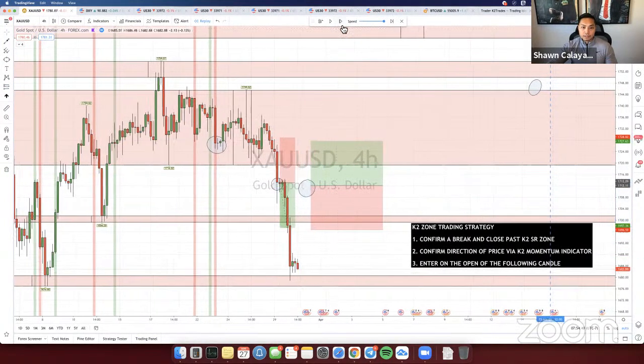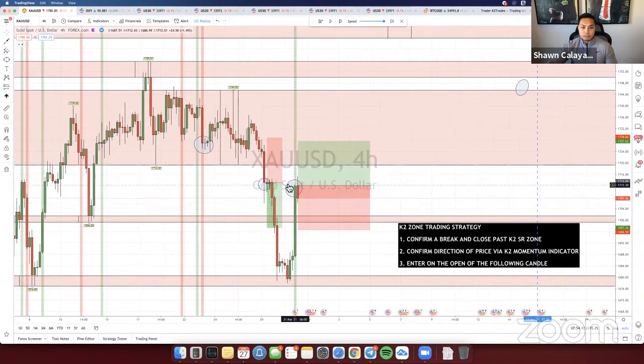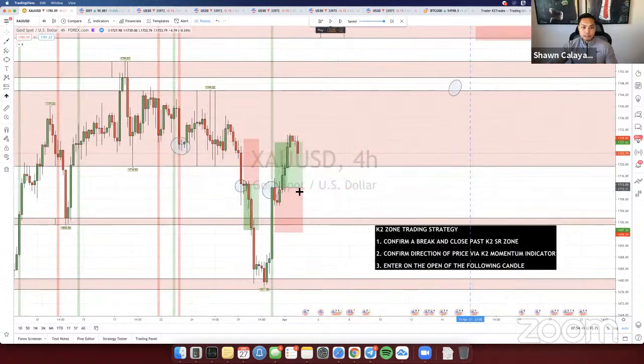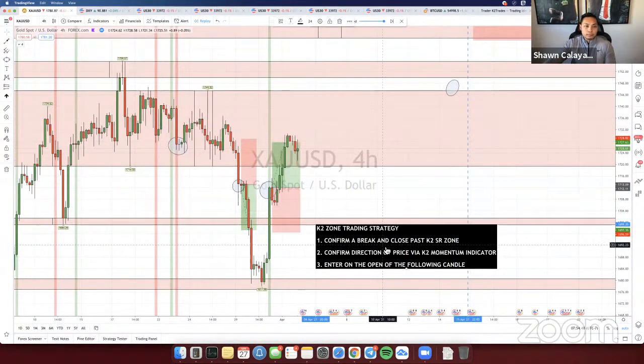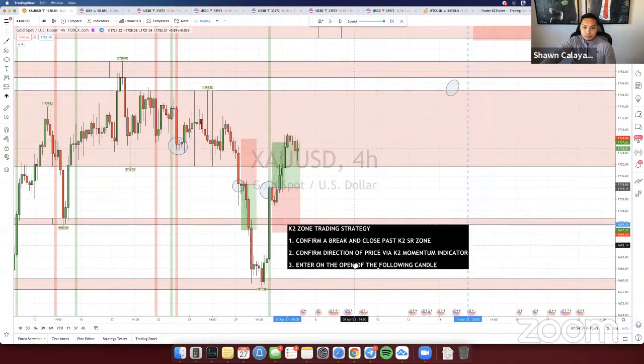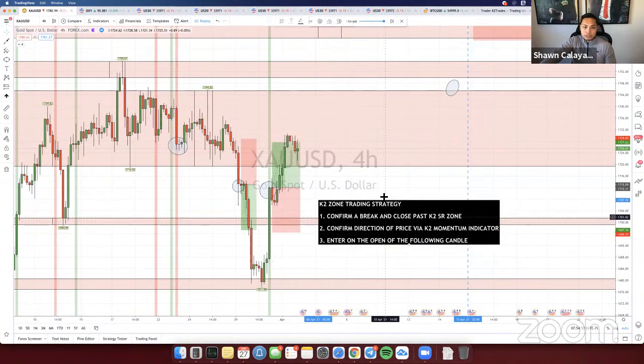Same situation over here, price swings back up. We have a break and close past structure, a buy signal, the buy right there, another full TP right there. It's as easy as that. It's not really difficult. I try to keep things as simple as possible, and I break things down for you guys so that you can actually understand.